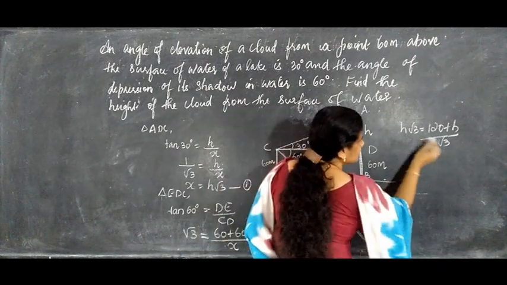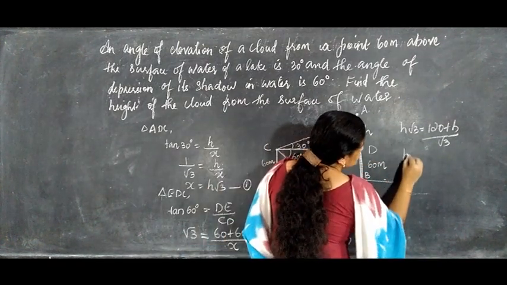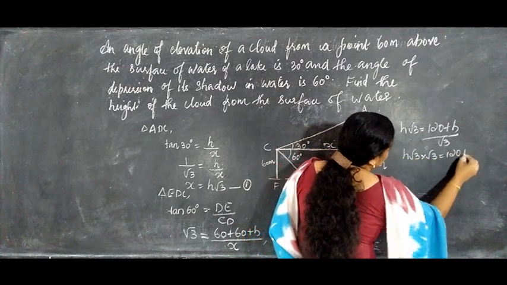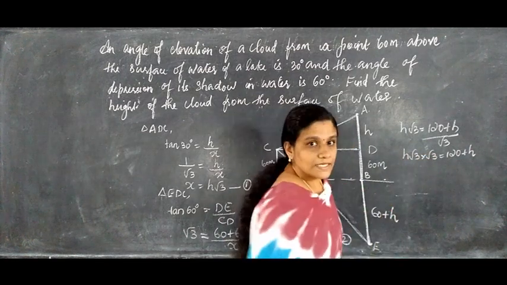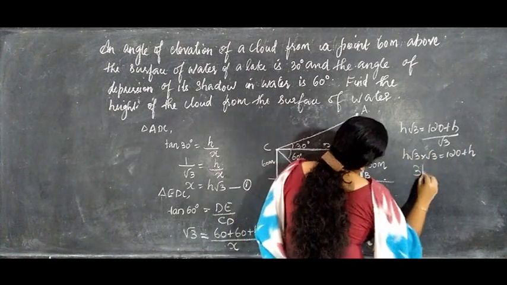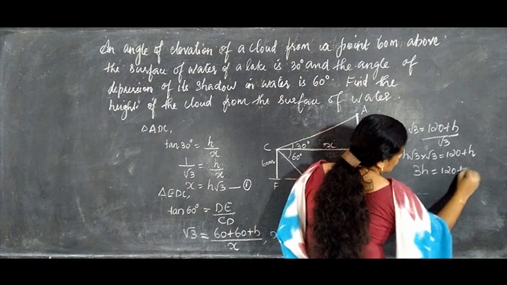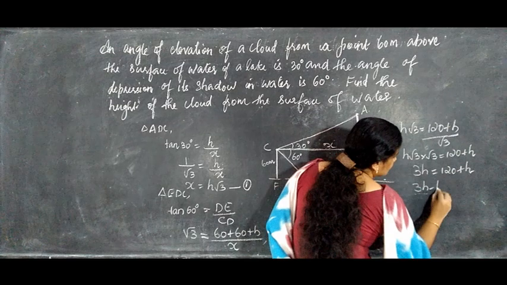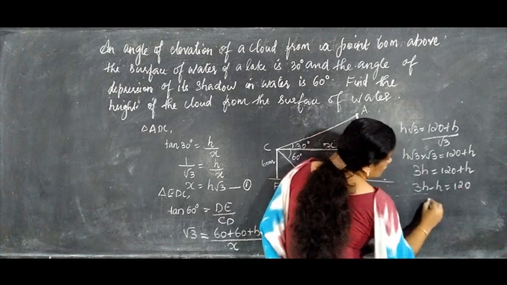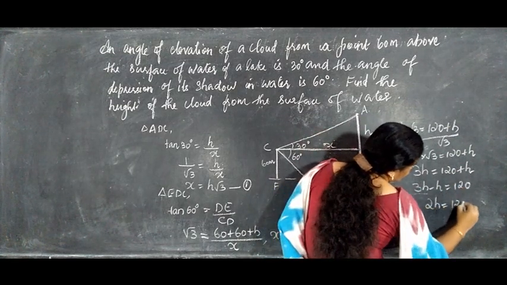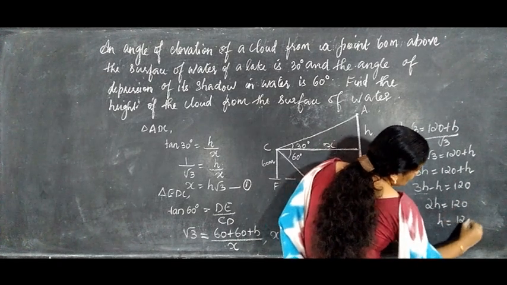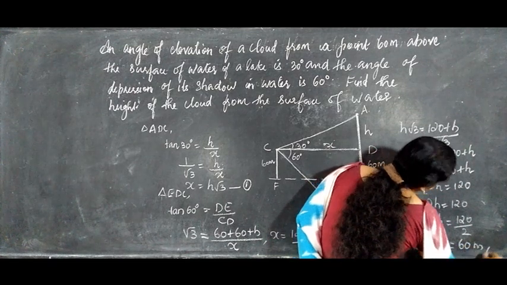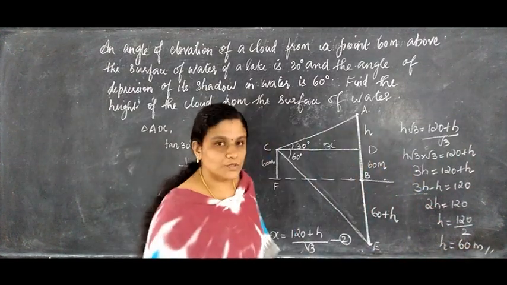Okay. Now from this, H root 3 into root 3 is equal to 120 plus H, that is root 3 into root 3, 3. So 3H is equal to 120 plus H. H you can take to the other side. 3H minus H is equal to 120. 2H is equal to 120. H is equal to 120 by 2. That is H is equal to 60 meter.